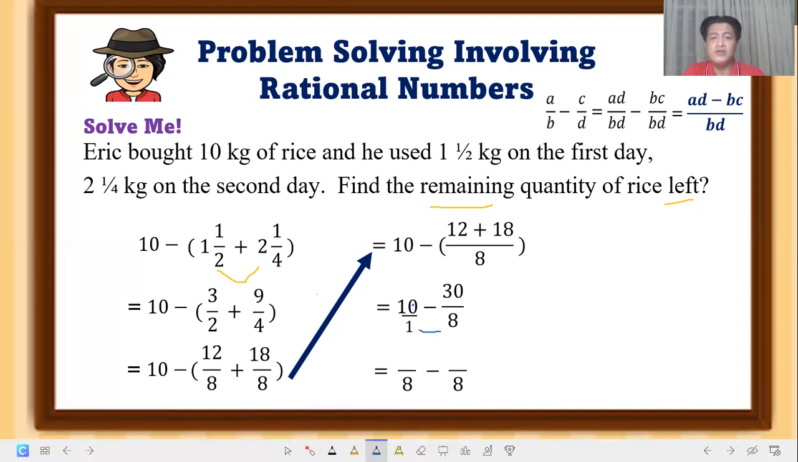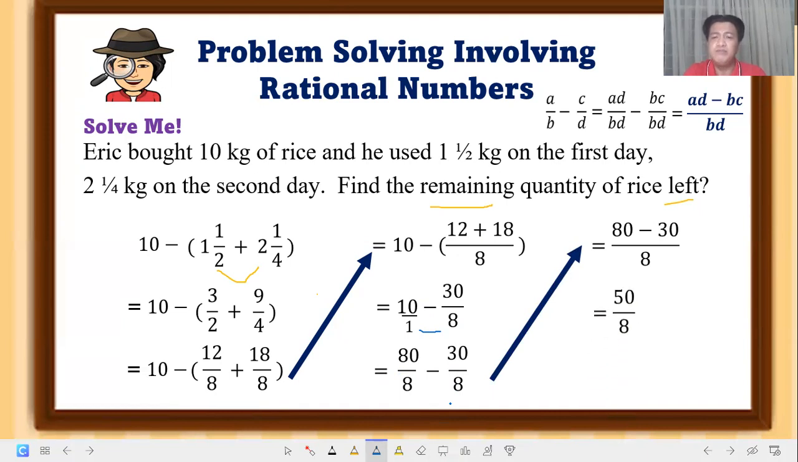And let's proceed now. 10 times 8, that will become 80. And 1 times 30, that is 30. And since similar fractions na sila, we can now proceed to subtract the numerators, that is 80 minus 30, that is equal to 50/8. And what is the equivalent of 50/8? That is 25/4. Meaning to say, ilang kilo ang natira na hindi naluto ni Eric?